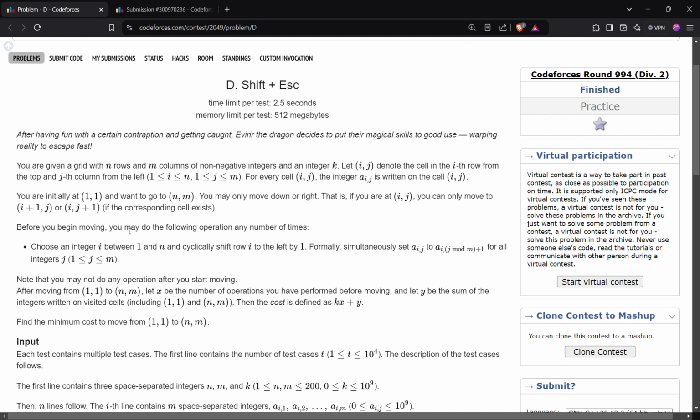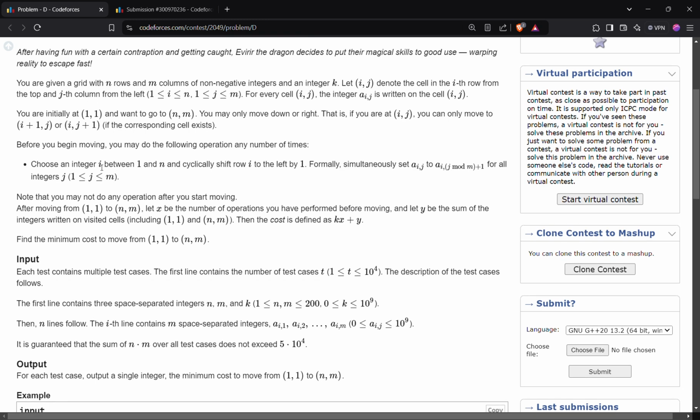Now before you begin moving, you may do the following operation any number of times. Choose any integer i between 1 and n and cyclically shift row i to the left by 1. Formally, simultaneously set a_ij to a_i,(j mod m)+1 for all integers j from 1 to m.